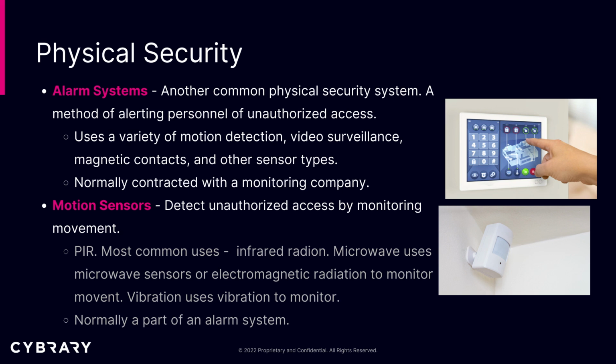And of course, part of the alarm system would be motion detectors, but there are different types of motion detectors. Again, motion detectors detect unauthorized access by monitoring movement. There's the PIR, which is the most commonly used. This uses infrared radiation. And there's the microwave type, which uses microwaves to monitor movement or vibration. And both of these are normally part of an alarm system.